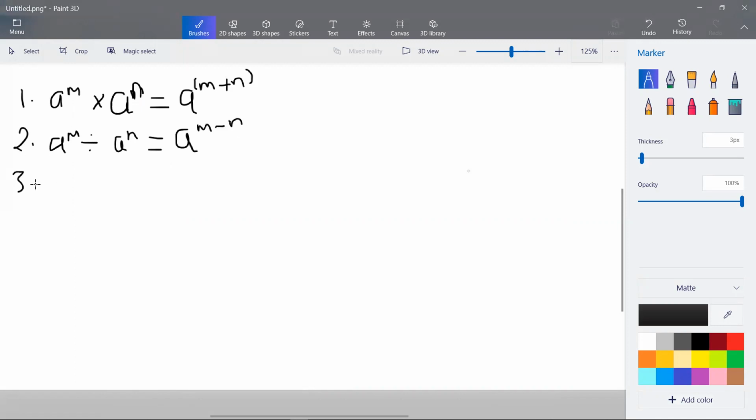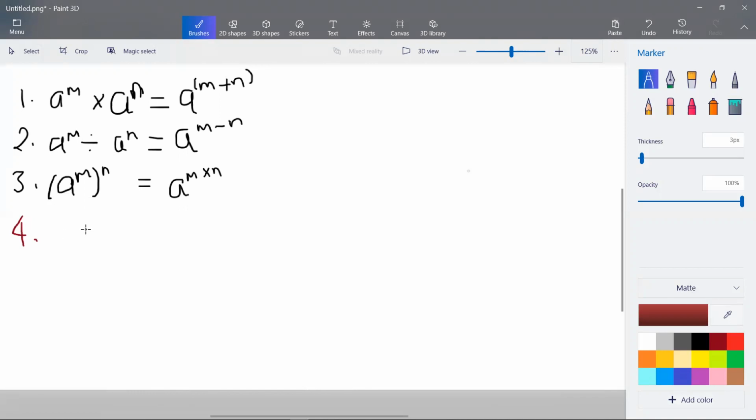Law number 3, if you have a power m, bracket, power n, this is the only case where the powers are multiplied, because just like when you open brackets in math, you always multiply the outside term with whichever terms are in the brackets. So those are the three basic laws of indices. And in addition to those three, I want to give you some more.